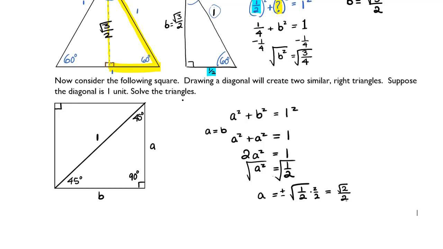And this defines a side. I'm only going to keep the positive because we're looking at lengths here. So I have a side square root of 2/2. That means that b is also root 2/2. And again, this will be very convenient when we move on to the next page.